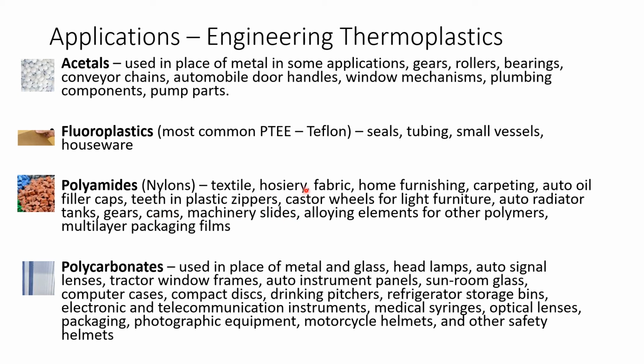Nylons: textiles, ladies' hosiery, fabric, home furnishing, carpeting. We use them in machinery slides, alloy elements for other polymers, and so on. Polycarbonates we use in place of metals and glass. We can make headlamps, auto signal lenses, tractor window frames, and so on. We use them for motorcycle helmets, photographic equipment, etc.